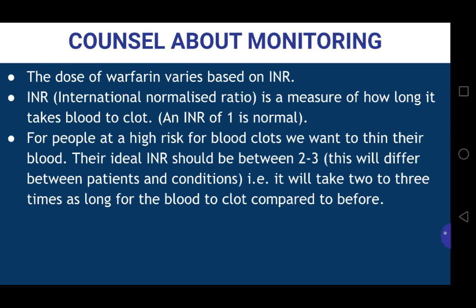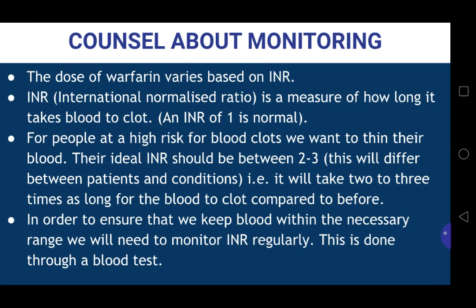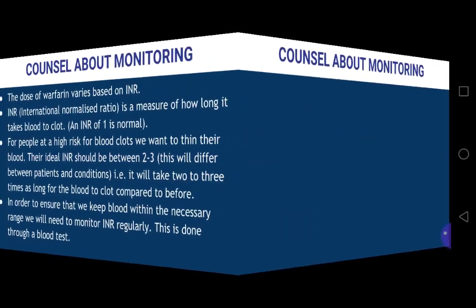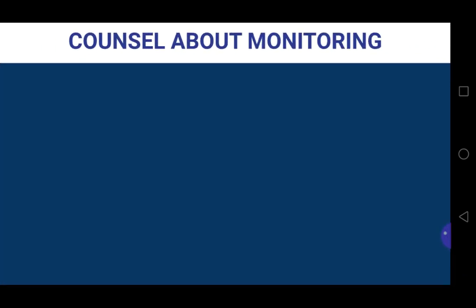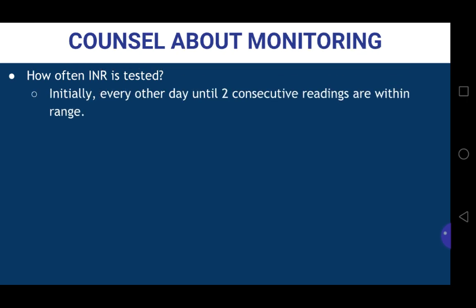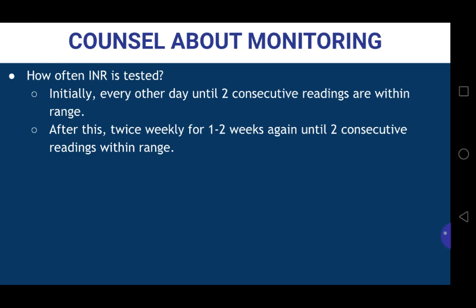INR 2 to 3 means it will take 2 to 3 times as long for the blood to clot compared to before. And in order to ensure that we keep blood within the necessary range, we will need to monitor INR regularly. And this is done through a blood test. How often is INR tested? Initially every other day until 2 consecutive readings are within range. And after this twice weekly for 1 to 2 weeks, again until 2 consecutive readings are within range. Thereafter every 12 weeks, that is 3 months.